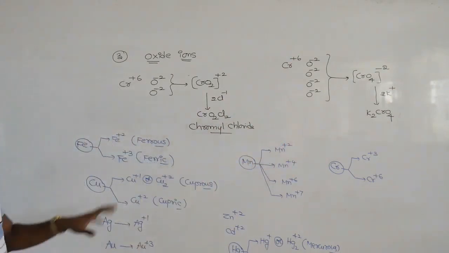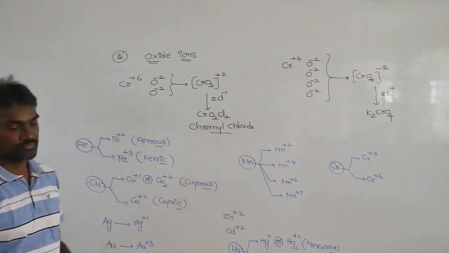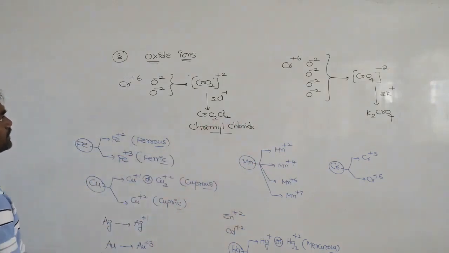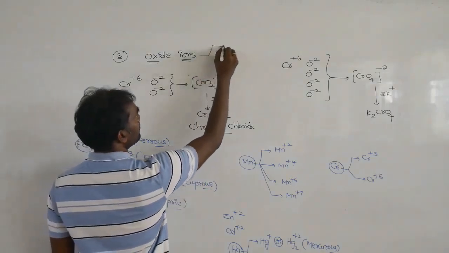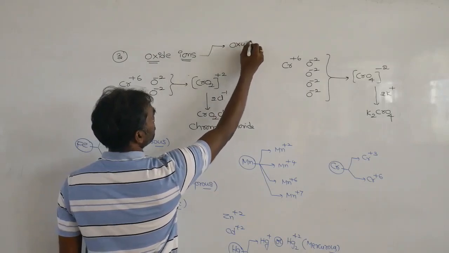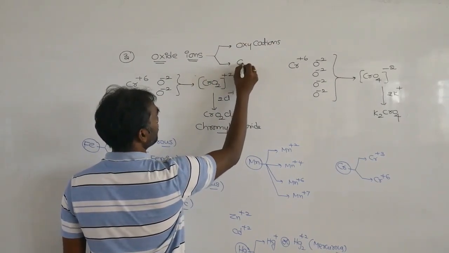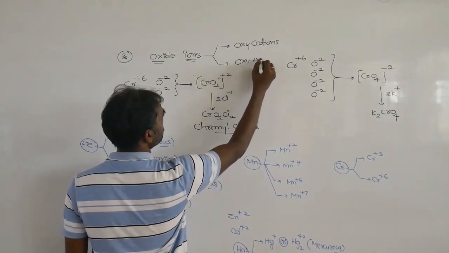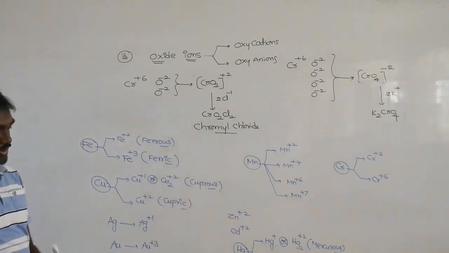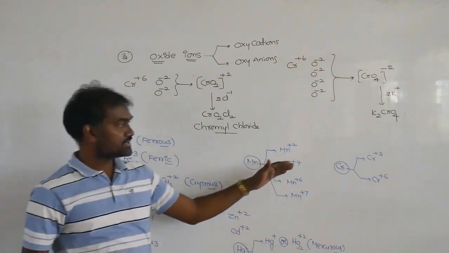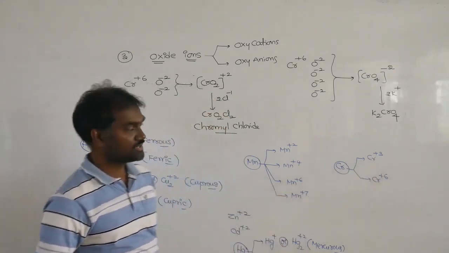If you know the oxidation states, according to this you can create those compounds. So these are oxide ions, oxycations are also there, oxyanions are also there. So whatever compound you take, with less number of oxygens or more number of oxygens, you can take according to their oxidation states.